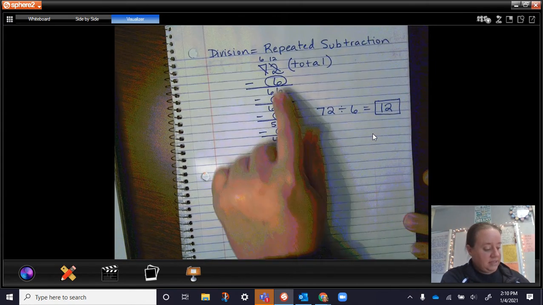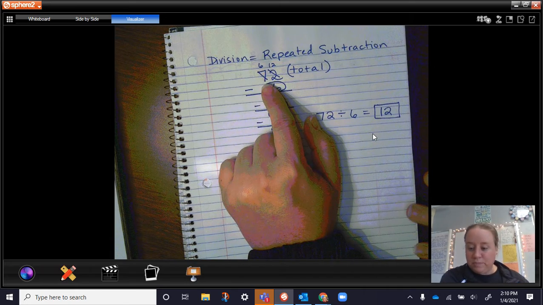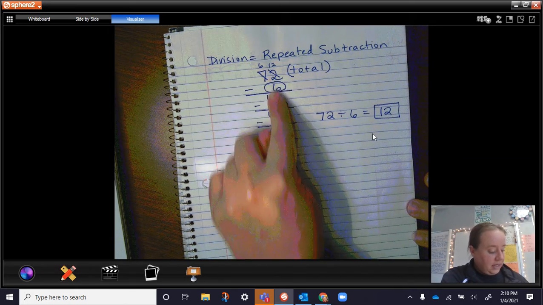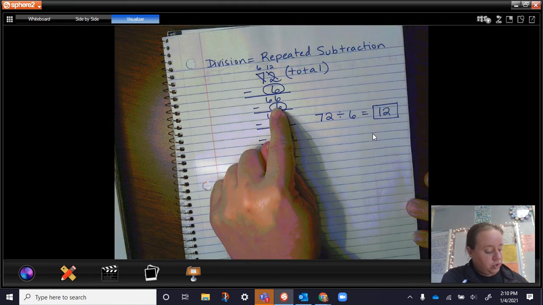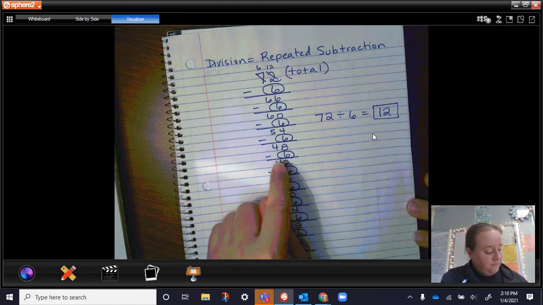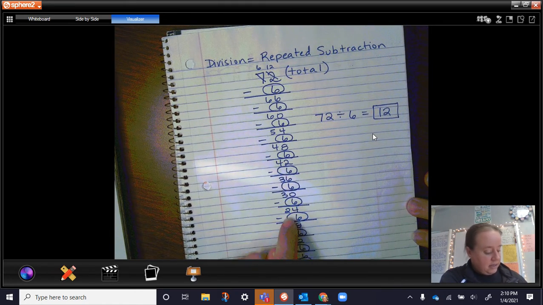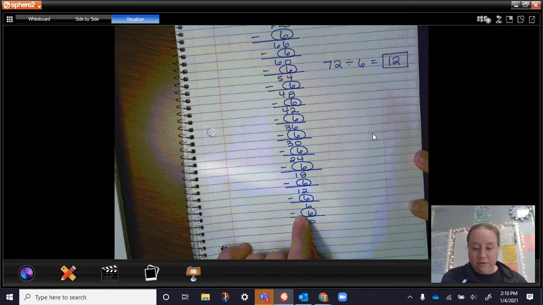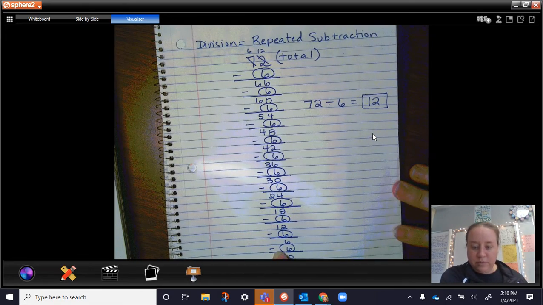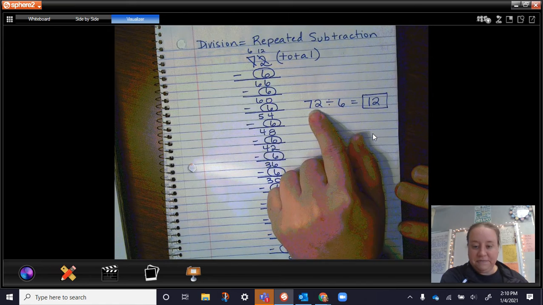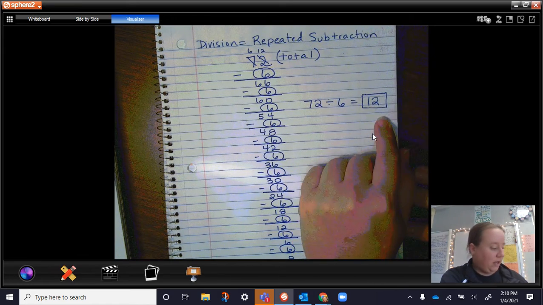Then we went back and we said, okay, every time that we took away a group of 6, we're going to circle it. And then we're going to count them. So that was 1 time, 2, 3, 4, 5, 6, 7, 8, 9, 10, 11, 12. So there were 12 groups that we were able to take away. So 72 divided by 6 is 12.